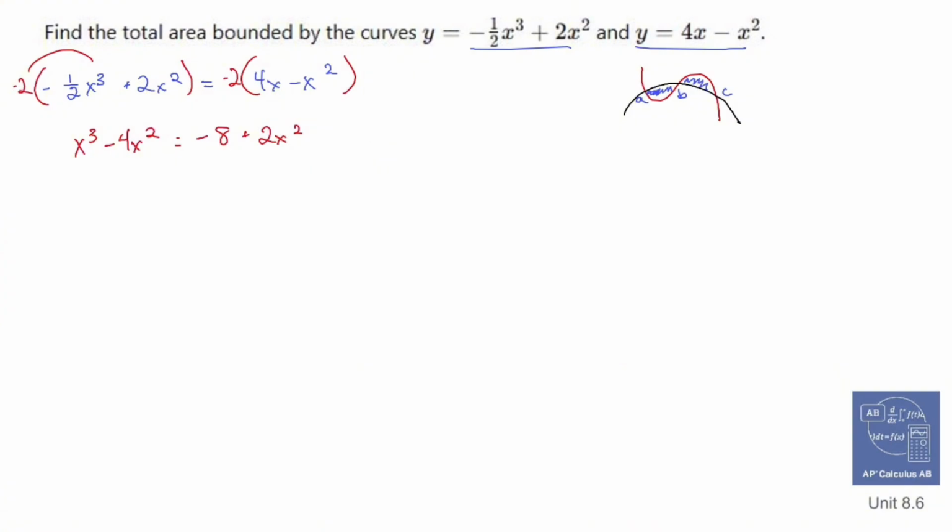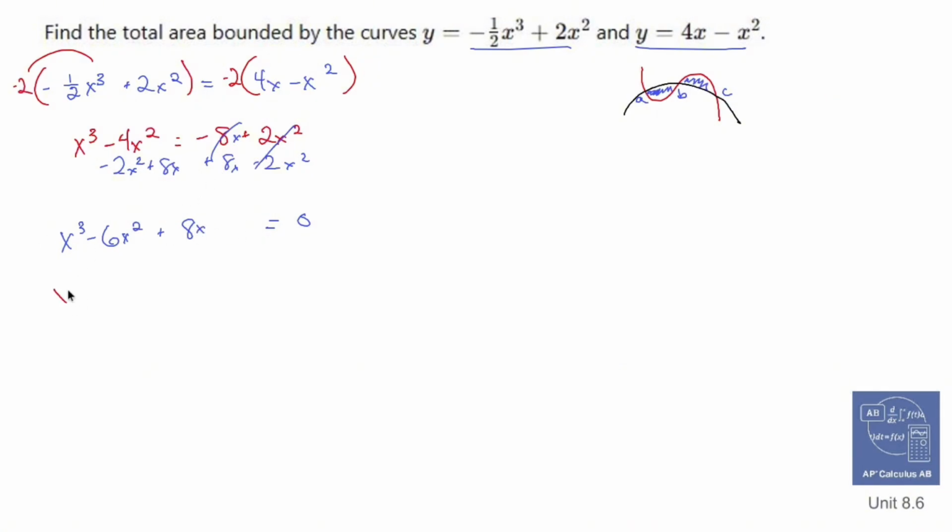Now let's move everything to the left. Let's add 8. Let's subtract 2x squared. That goes away, and you're left with just 0 on the right: x cubed minus 6x squared plus 8x. Oh my gosh, why did I not notice that? Plus 8x. Sorry, everybody. I'm not going back and editing. Leave it alone.